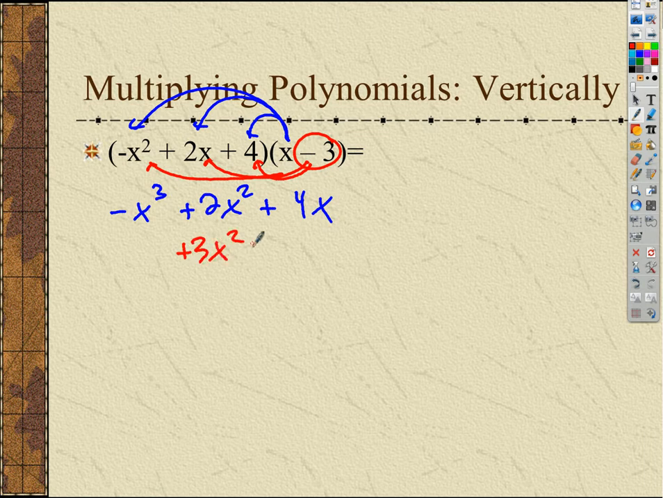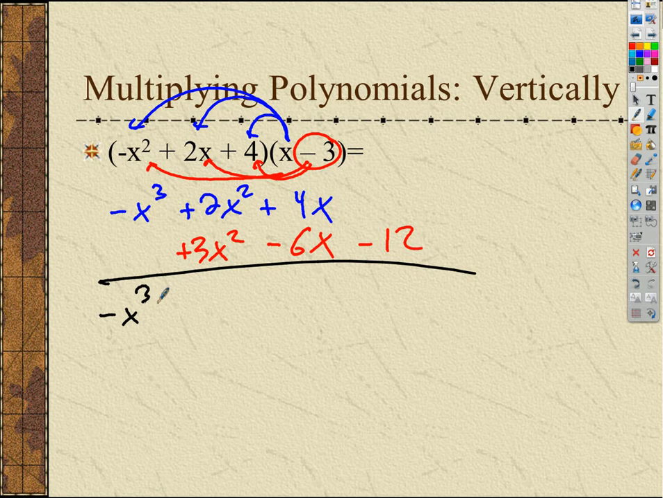Okay. Negative 3 times positive 2x is negative 6x, which goes in the x column. Negative 3 times positive 4 is negative 12. And then all I have to do now is add them up, right? No big deal. So I get negative x cubed, 5x squared, negative 2x.